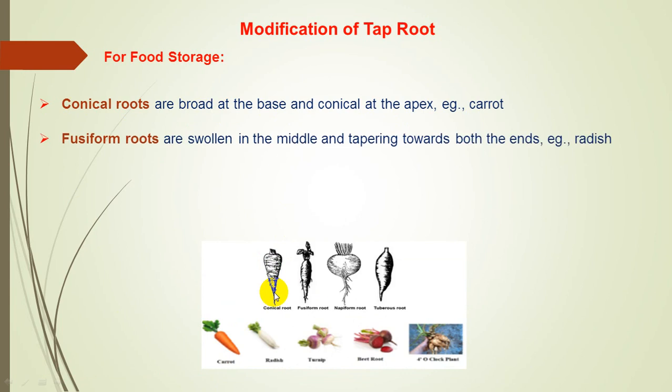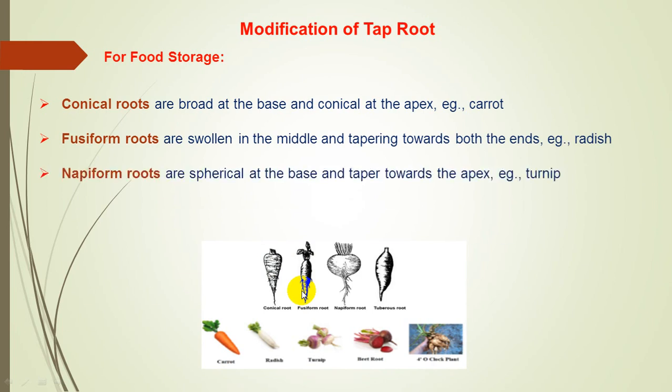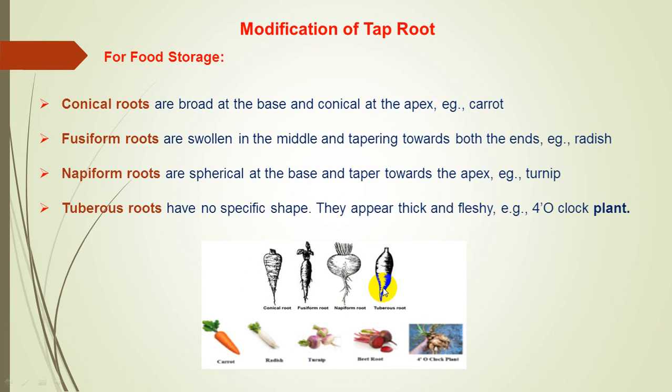The next type is fusiform roots. These are swollen in the middle and tapered towards the apex. The next type is napiform roots, which are spherical at the base and tapered towards the apex. Example is turnip. You can see here. And the next type is tuberous roots. These are having no specific shape. They appear thick and fleshy. Example is 4 o'clock plant, which is also called Gulabasi plant.